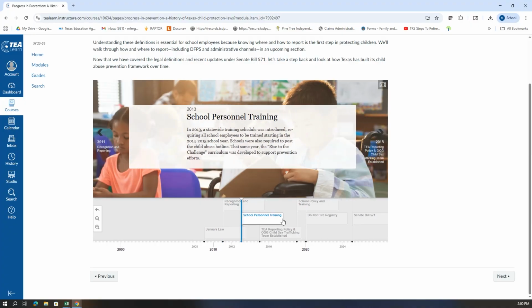2013, a statewide training schedule was introduced, requiring all school employees to be trained starting in the 2014-15 school year. Schools were also required to post a child abuse hotline. That same year, the Rise to the Challenge curriculum was developed to support prevention efforts.